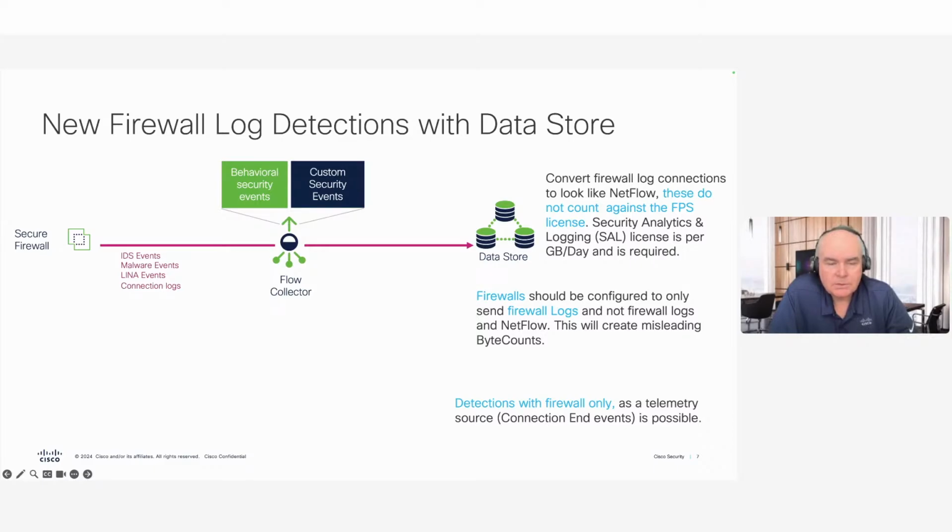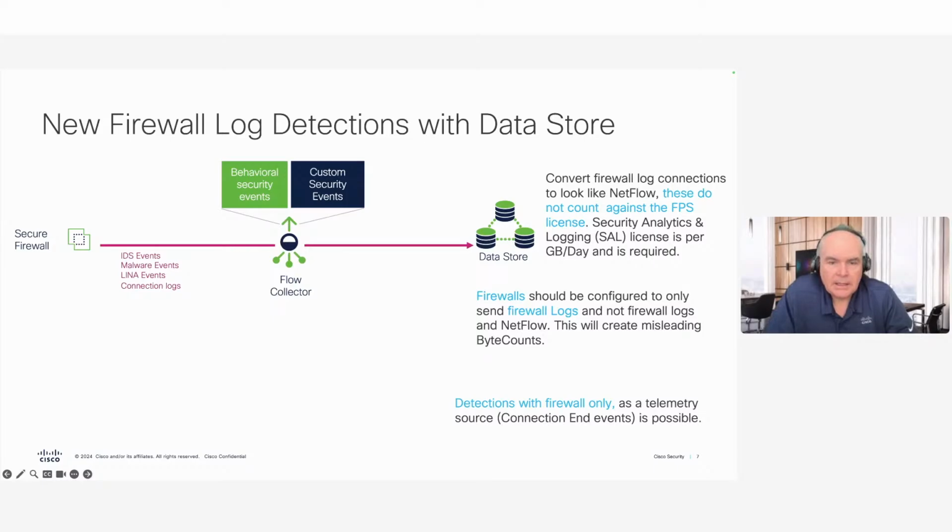So the flow collector will see the same kind of connection events potentially from the NetFlow it receives and from the syslog that it converts. So just a cautionary tale there on the right. If you're going to send the syslog connection events to the flow collector in 7.5.0 with the data store, then disable or do not enable sending NetFlow also to the same flow collector. Not only is it going to double count, it's going to create misleading byte counts. We don't want that as well.